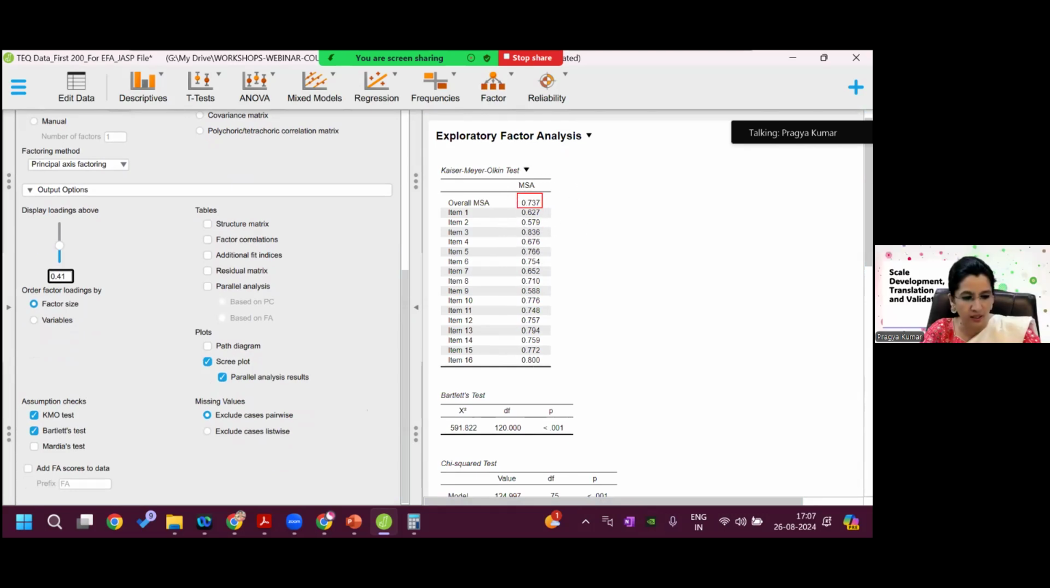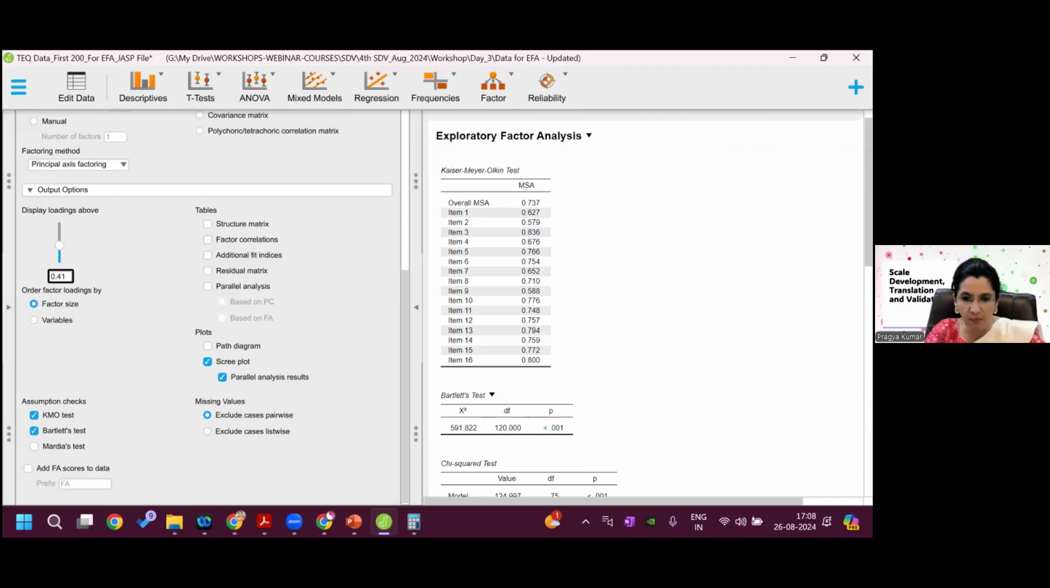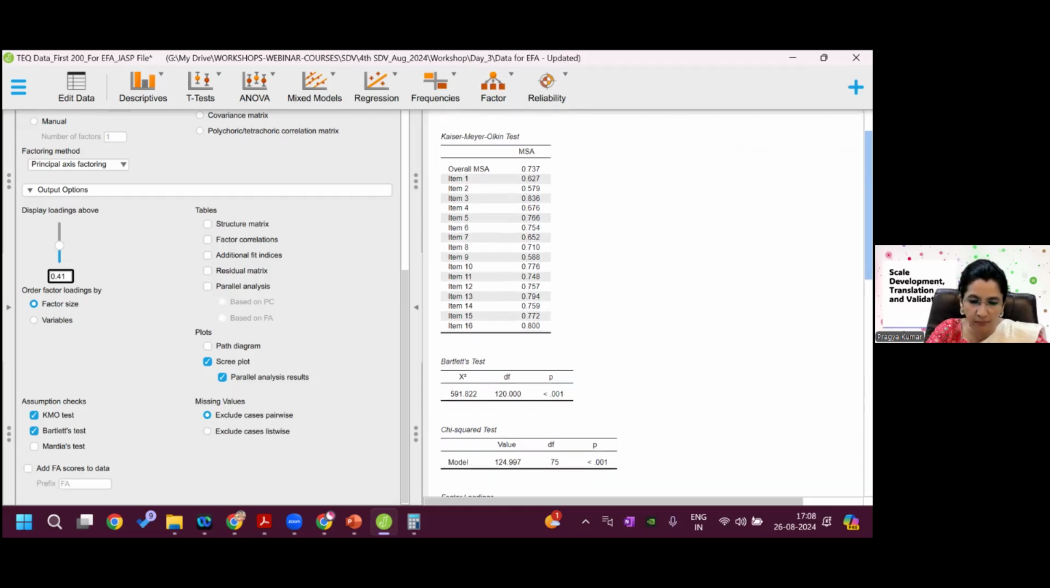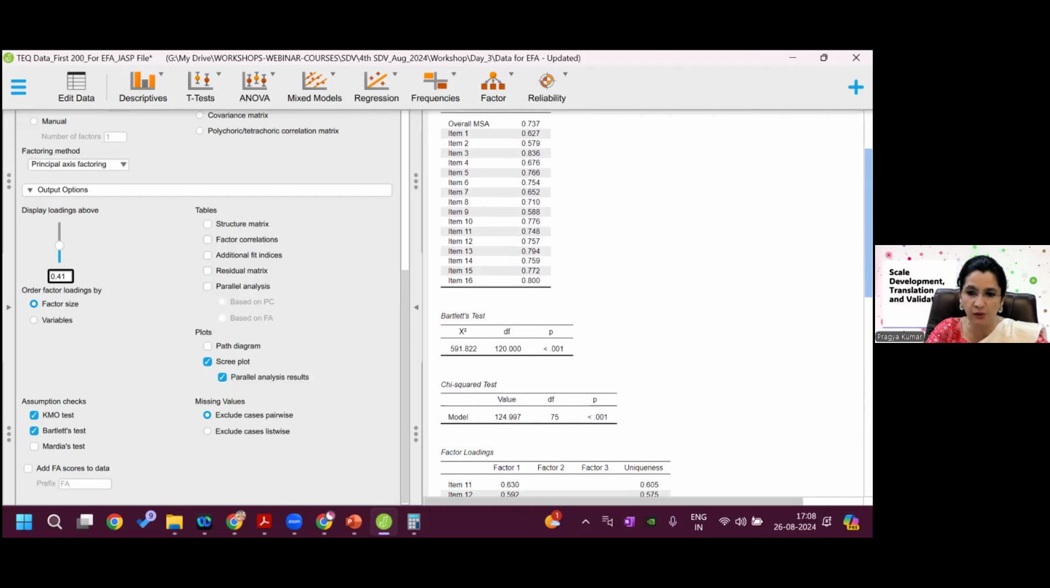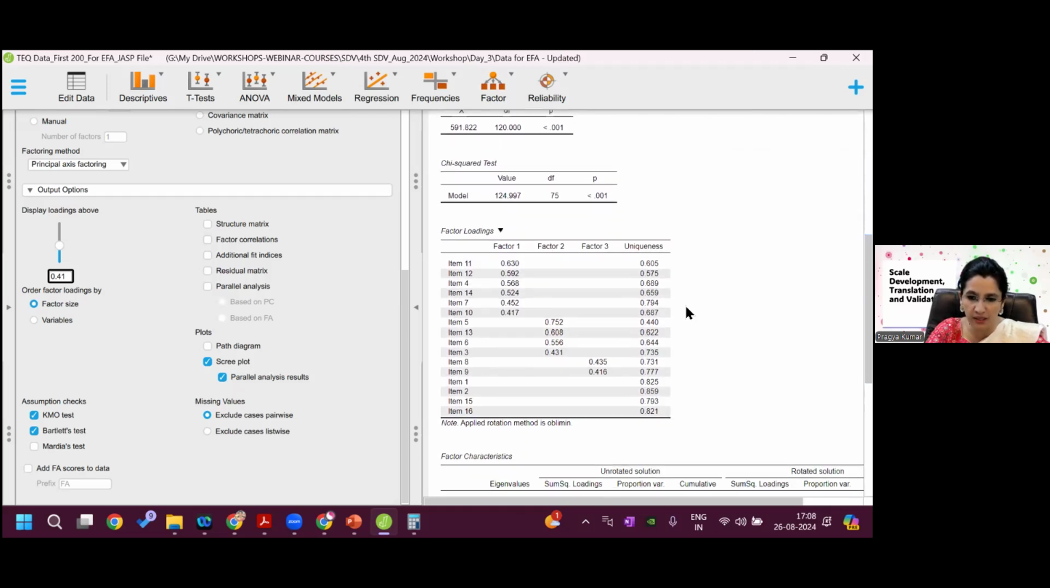Okay, so this assumption is satisfied. If you see the Bartlett's test of sphericity, that is also less than, so that is met. So my sample adequacy, the KMO and Bartlett's test, that means factors are correlated with each other. Two assumptions are met. This is the factor structure.